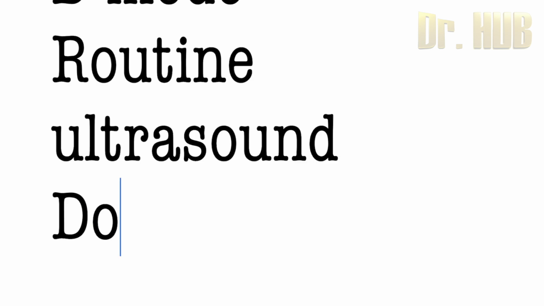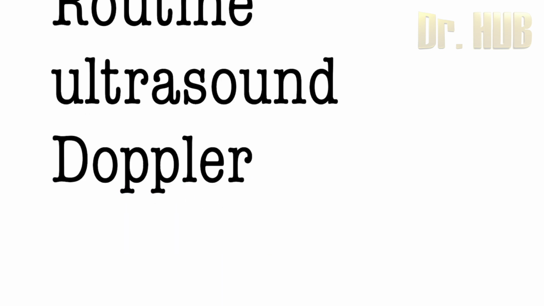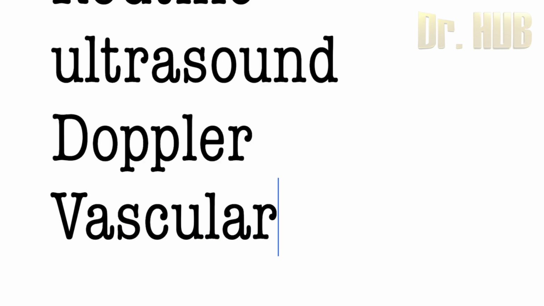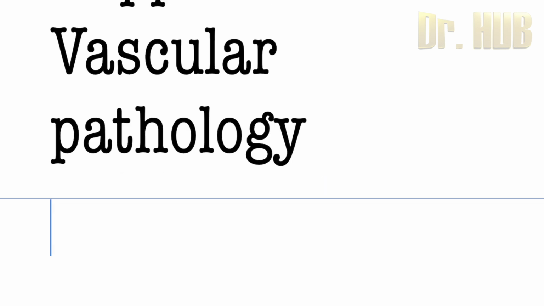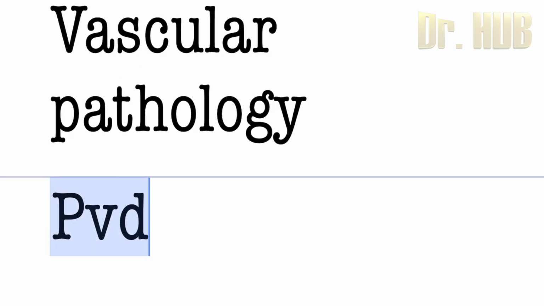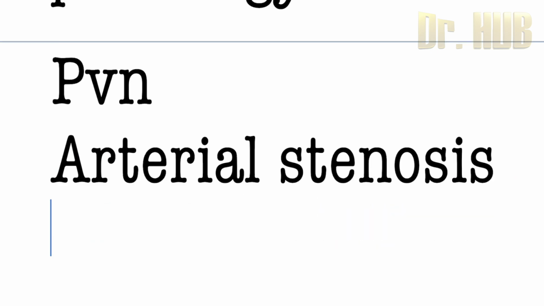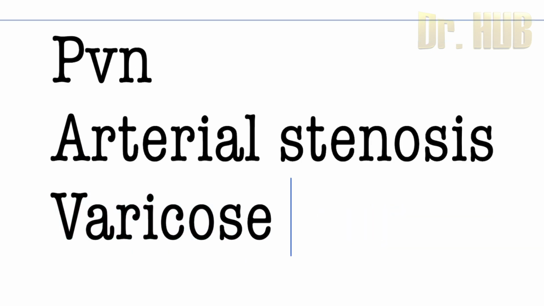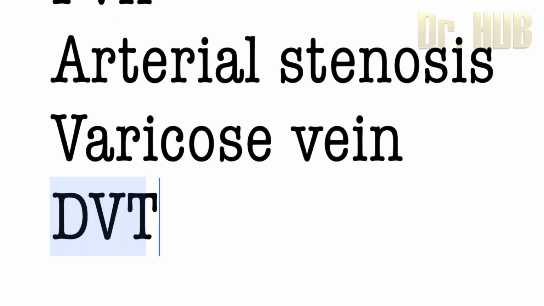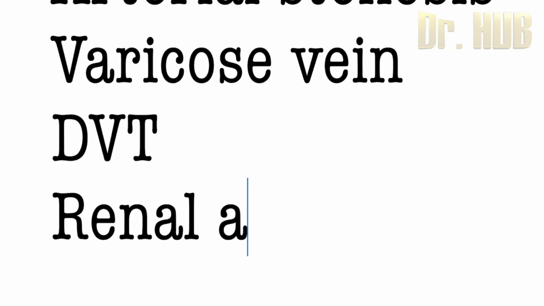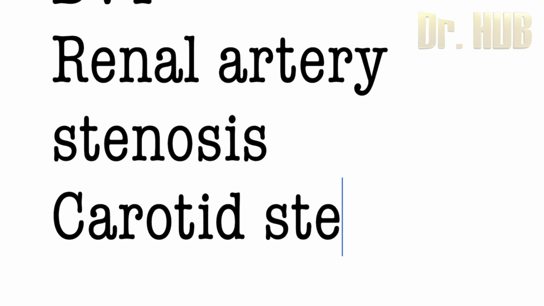Next is moving on to the Doppler. So under Doppler, it is the vascular pathology. So this includes the presence of PVD, the presence of arterial stenosis, as well as varicose vein. So varicose vein is seen. Then comes the DVT, the portal hypertension, the renal artery stenosis, as well as the carotid stenosis.